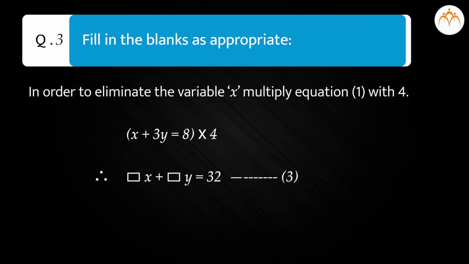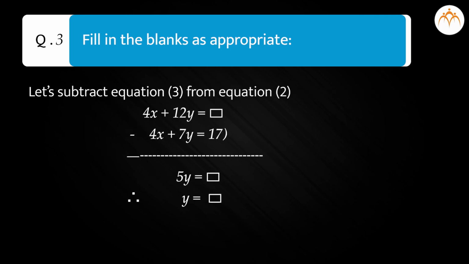In order to eliminate the variable x, multiply equation 1 with 4. x plus 3y is equal to 8, multiplied by 4. Therefore, box x plus box y is equal to 32, equation 3. Let's subtract equation 3 from equation 2. 4x plus 12y is equal to box, minus 4x plus 7y is equal to 17, gives us 5y is equal to box. Therefore, y is equal to box.